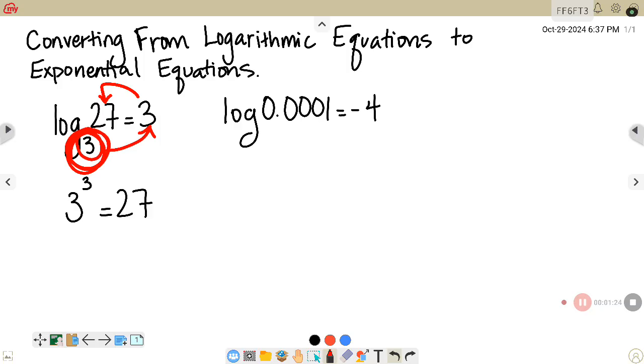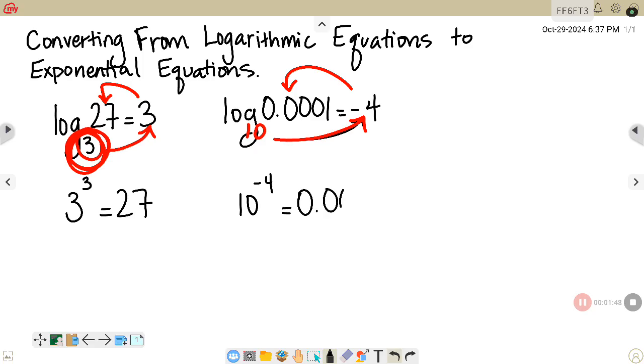If you don't see the base, remember it is automatically base 10. So that will be the base. That will be raised to the number on the right side of the equal sign. So -4. And then that will be equal to the number on the left side of the equal sign. So 0.0001.